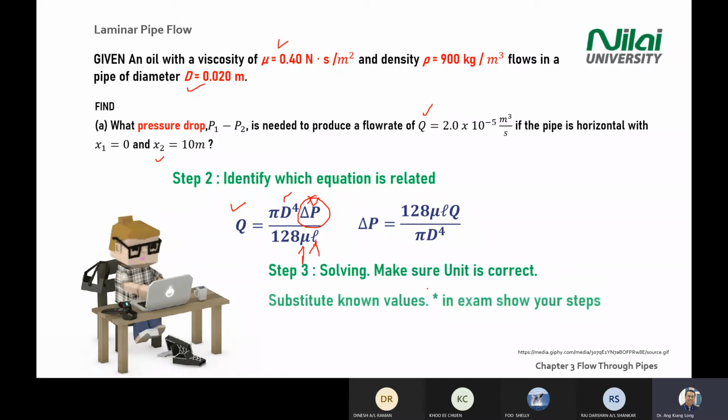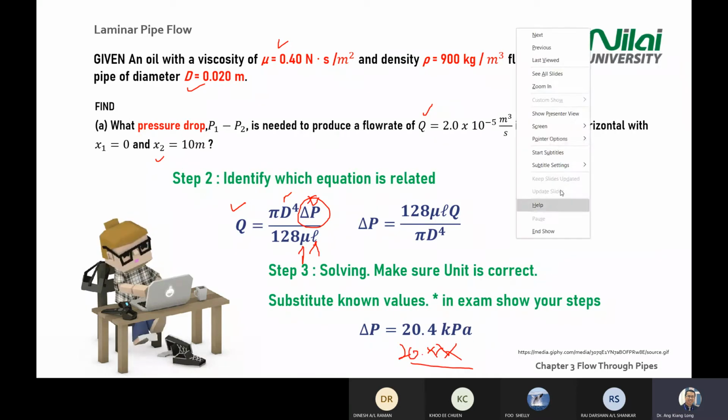I'm not going to show you the detail of the numbers, but I show you the steps. Just to cross check for this tutorial question, delta P for A, you should get around 20.4 kilopascal. For your test and final exam, give at least 3 decimal places if you need to answer the question.